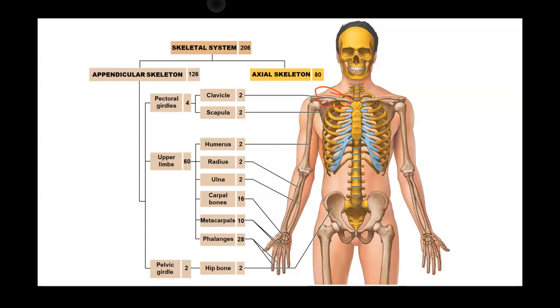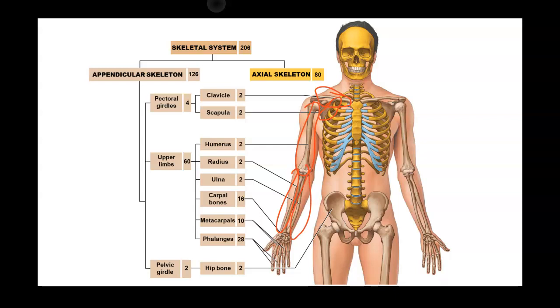So we're going to look at the clavicle, and then the scapula is going to be found towards the posterior part of the body. Then coming on down, we're going to look at the upper limbs. The upper limbs are going to contain 60 of those bones. You're going to have 2 humerus, 1 on each side. You're going to have a radius and an ulna. You're going to find the radius towards the thumb, the ulna towards the little finger or the pinky.